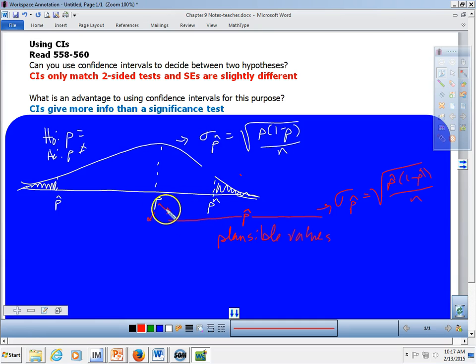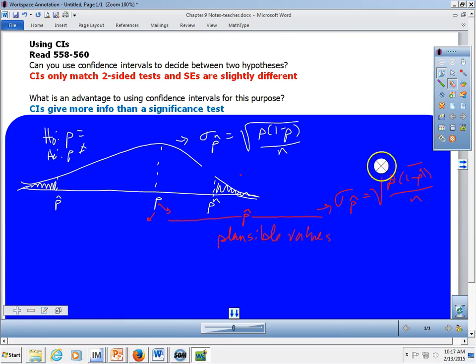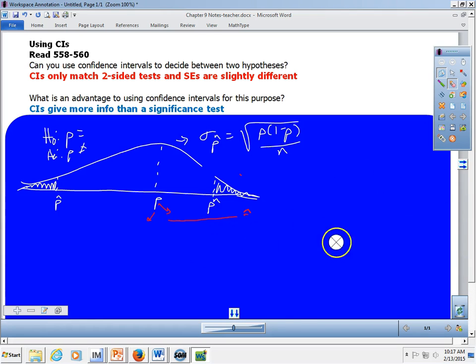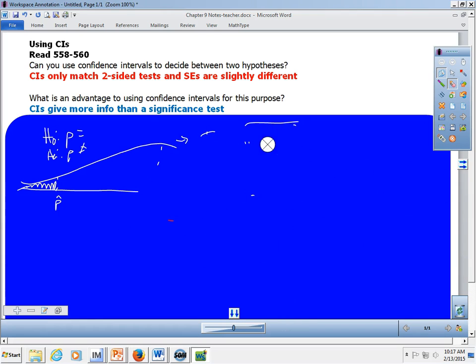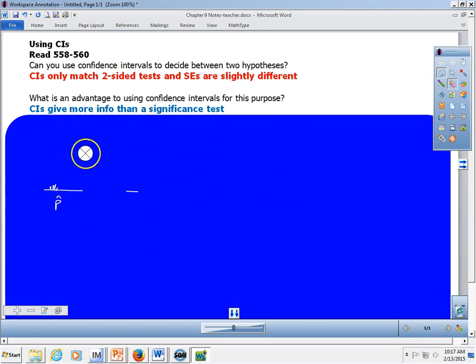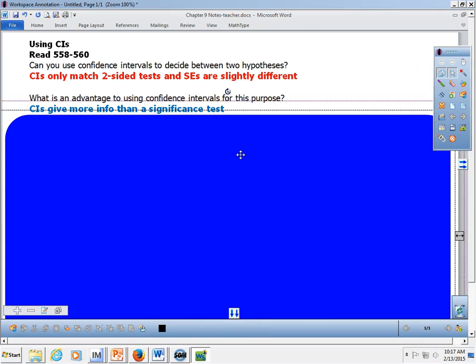We would fail to reject H naught. If P is outside of your interval, then we would have to reject it because we don't think it's a plausible value. Now, that being said, if confidence intervals give us more information, not only will it help us reject or fail to reject H naught, but it would give us an idea of what P most likely is, but I don't use it all the time.